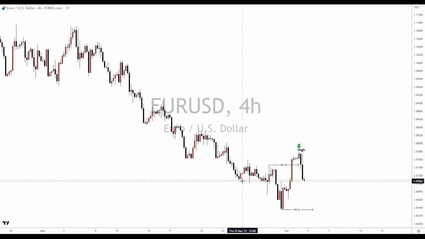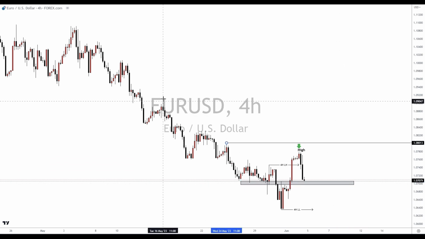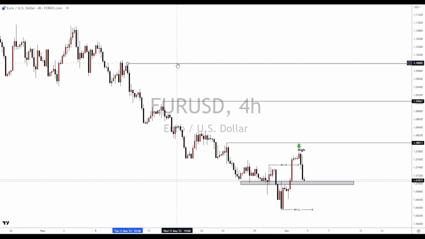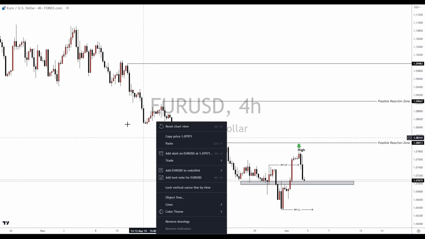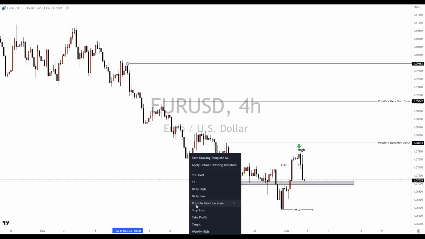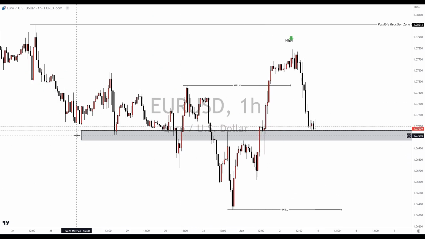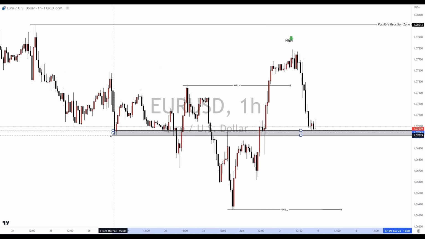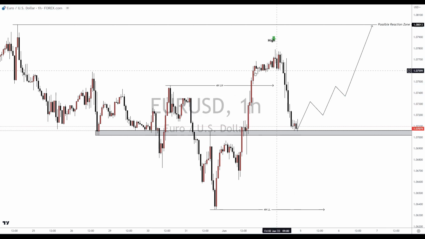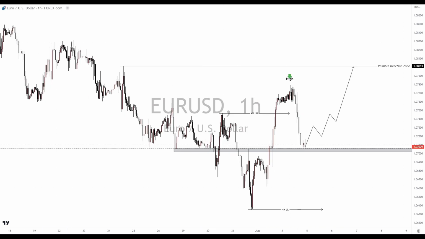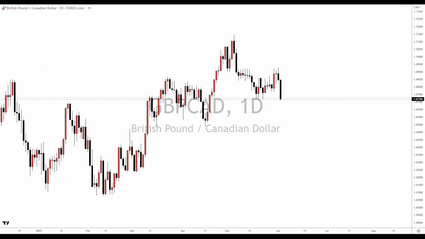There is a support level there that might hold the price, depending on how price reacts when it gets there. But for now, just like we did on GBP USD, we're going to mark our possible reaction zones where price might react, which we could also call our take profits. I'm also going to fix that 1H level to accommodate the wicks for 1H. Now let's move forward to GBP CAD.